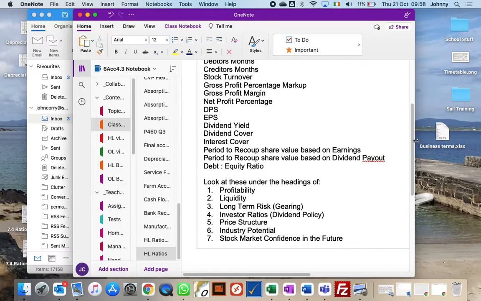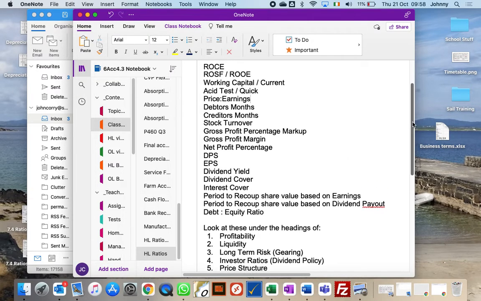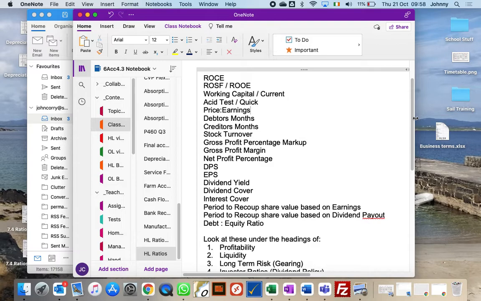Which ratio looks at stock market confidence? Of the list that we have there already. Stop going over it. No. Price earnings. So price earnings, so market price of the share compared to the earnings per share. You should end up with a ratio of about 10 to 1. If you get 20 to 1, it means there's very high confidence.